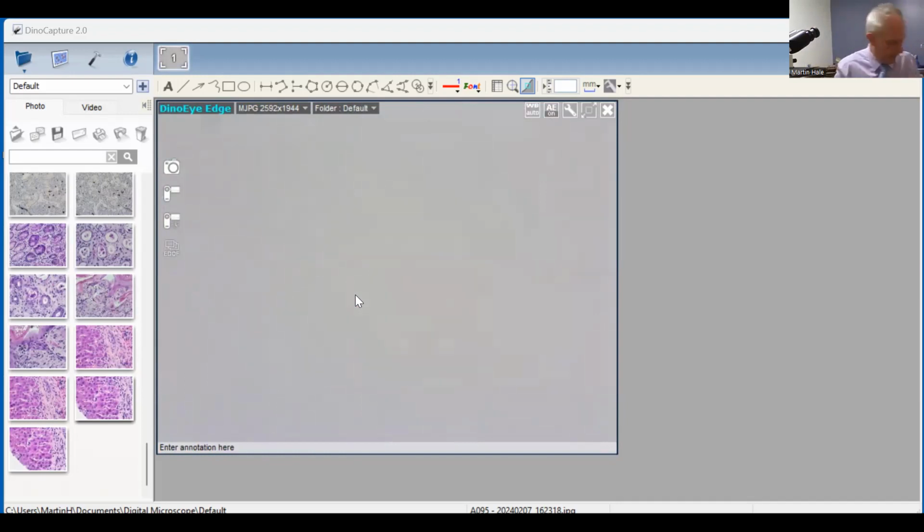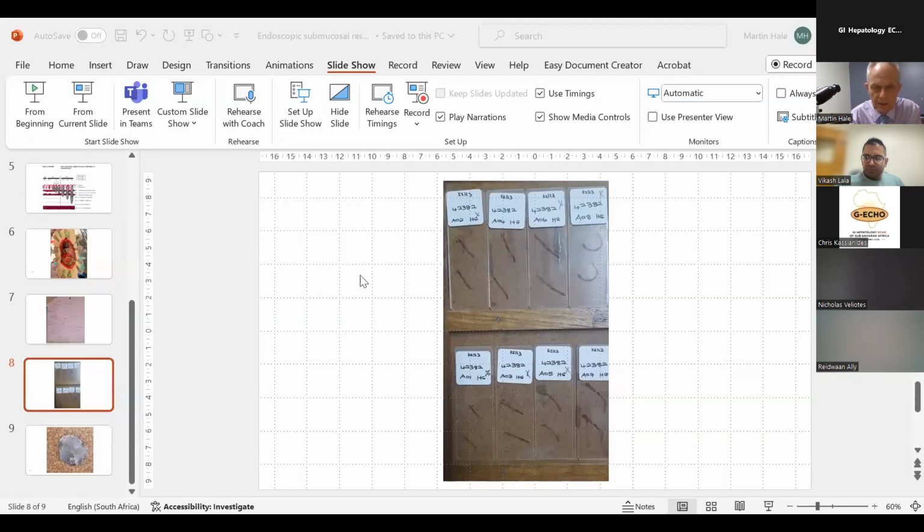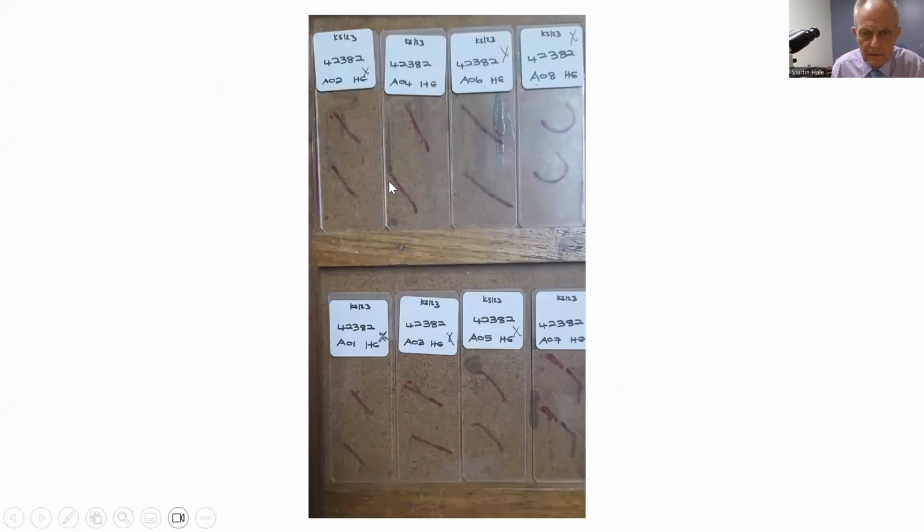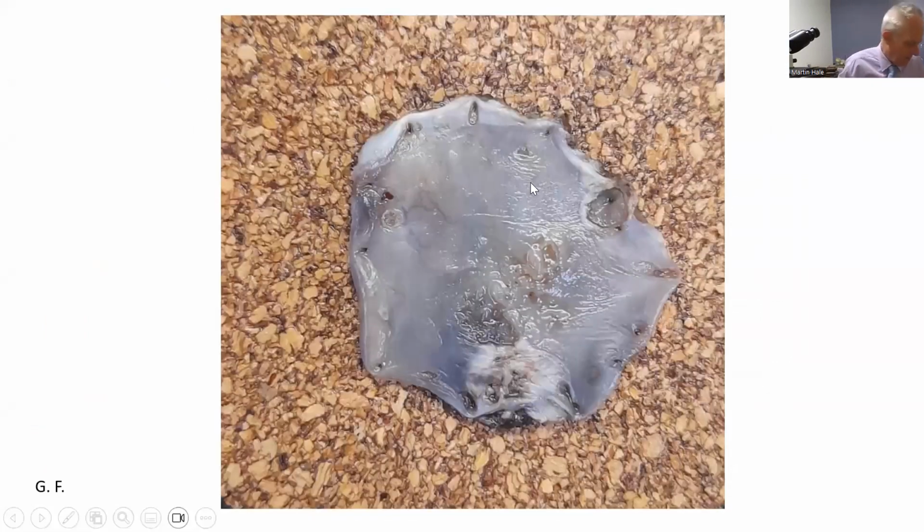Let's move now to the second patient. I'll stop the share and I'll show you the resection. What I want to show you quickly is the one block, just to emphasize what Vikash was saying, how this is really a wolf in sheep's clothing. But look at this.